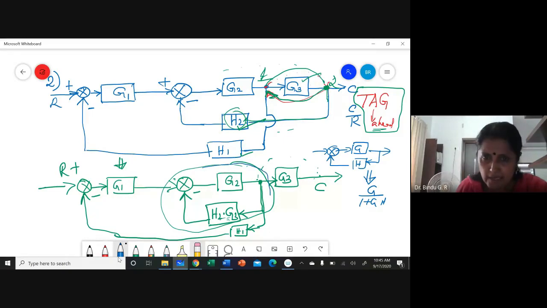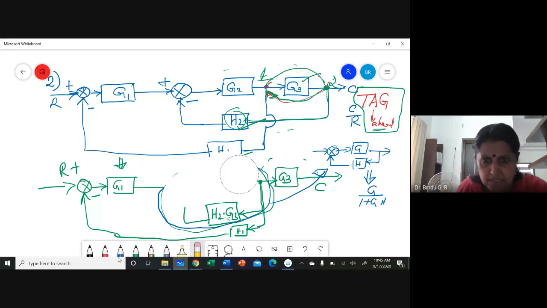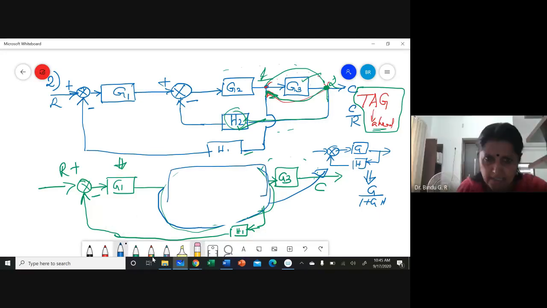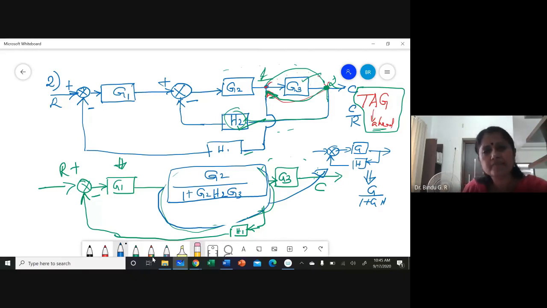Now you can identify one block here which is similar to our symbol block diagram. So how will you do it? Instead of this, it will be replaced along with the summation point. It will be replaced by what block? G by 1 plus GH. Correct. G2 by 1 plus G2 H2. And then G3 will come, right? G2 G3 H2. Okay.